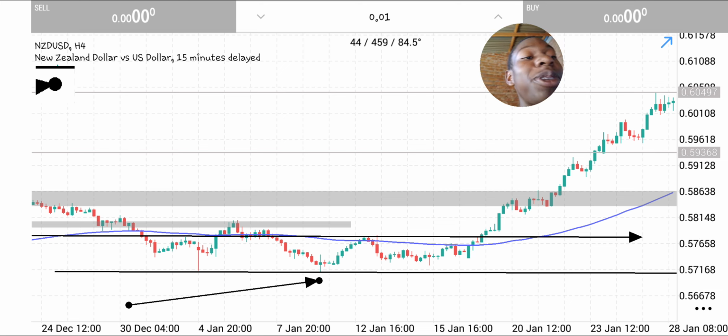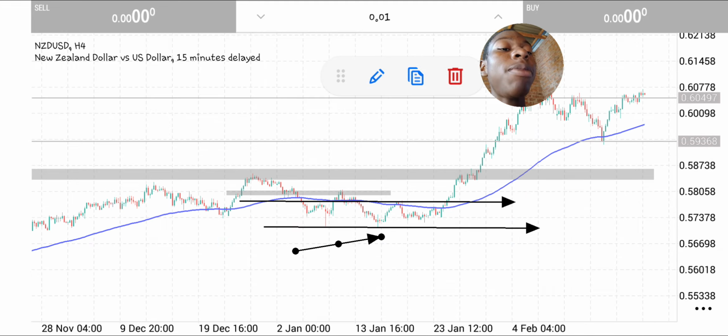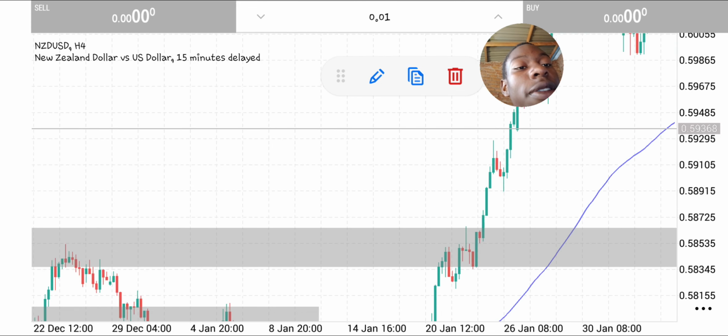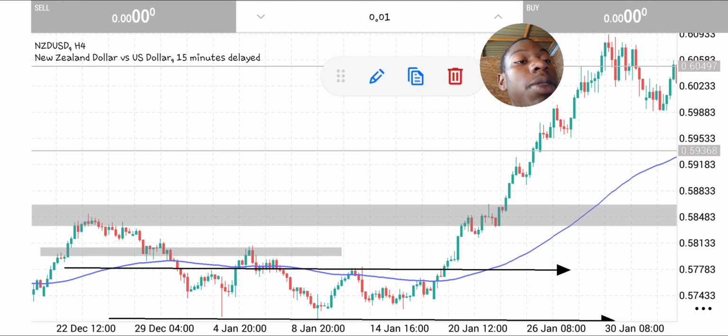Okay, how was I going to know that? Okay, let me show you. Let me show you quite interestingly. This is how it would have looked like. Free chart movement.